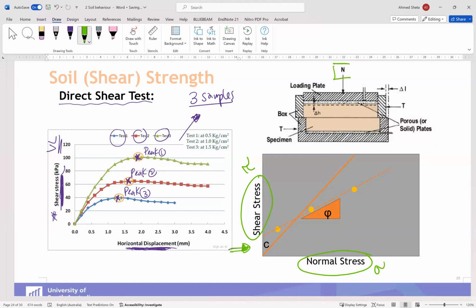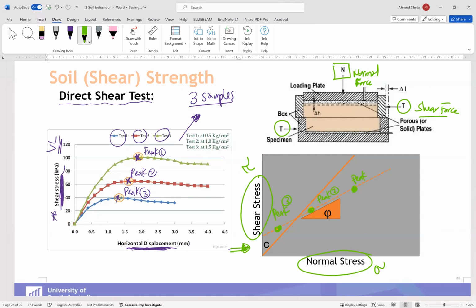As I told you, we have applied some normal force from the top, or normal stress, and here we have shear force, or shear stress. So we can draw a relation, or a diagram, between shear stress and normal stress. These 3 points are peak number 1 to peak number 3 based on the diagram we have. So these are the 3 peak points we got.